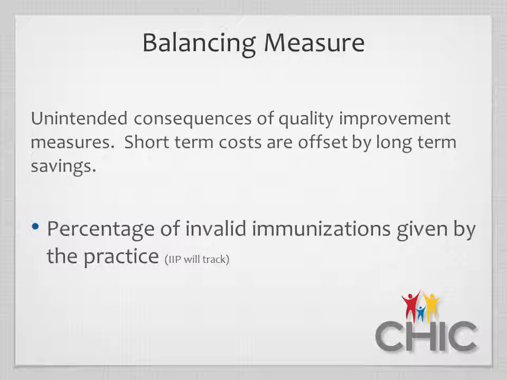Our balancing measure for this project is the percentage of invalid immunizations given by the practice. And a balancing measure is an unintended consequence of quality improvement measures. So you may have short-term costs, but there should be long-term benefit.